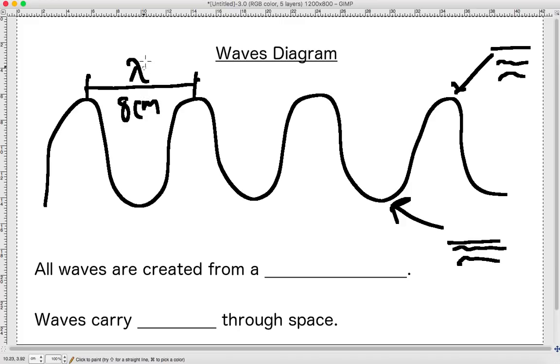So don't forget, you're also going to want to write down what this is, the wavelength. And define it: the distance between two high points or two low points.